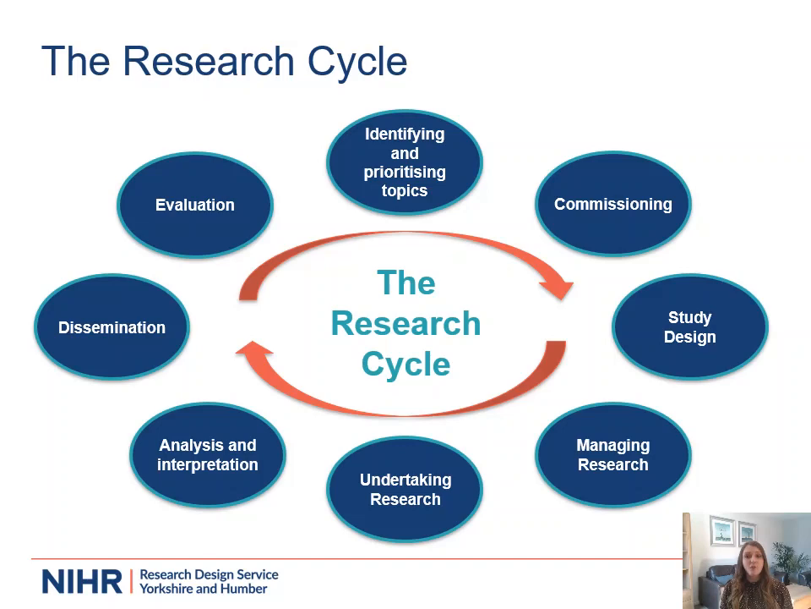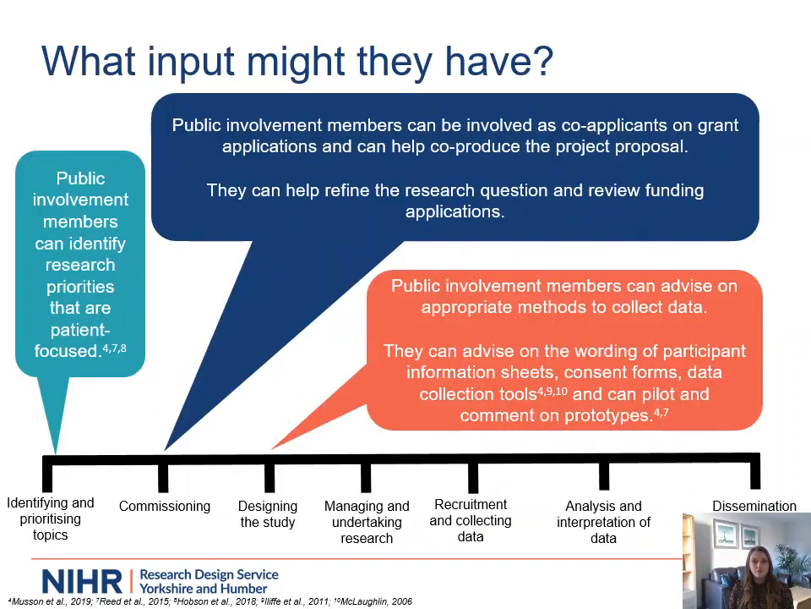They want to see that the involvement is appropriate to your research and that it is not tokenistic. So what input might members of the public have? Really early on in the research cycle, members of the public can be involved in identifying research priorities, and this will help ensure that the research being done is patient-focused.